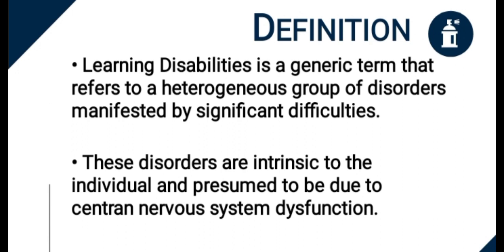Problems in self-regulatory behavior, social perception, and social interaction may exist in learning disabilities, but they do not themselves constitute a learning disability. Although learning disabilities may occur concomitantly with other handicapping conditions, for example, blindness, deafness, serious emotional disturbance, or with extrinsic influences such as cultural differences, insufficient or inappropriate instruction, learning disabilities is not the result of these conditions.